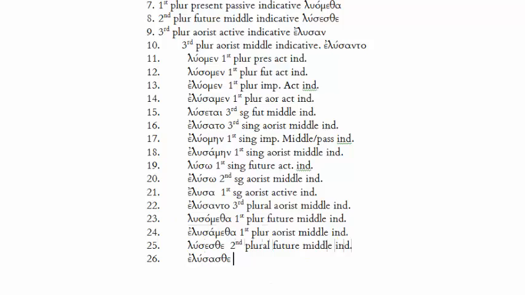Elusasthe, which sort of looks like lusesthe, but kind of doesn't, because you've got the sigma alpha and the augment. What is that? That screams aorist. Okay, so it's an aorist, but what? It's still a second plural, but now it's an aorist middle indicative. Second plural aorist middle indicative. Okay, good. Hopefully those are fairly doable for you.